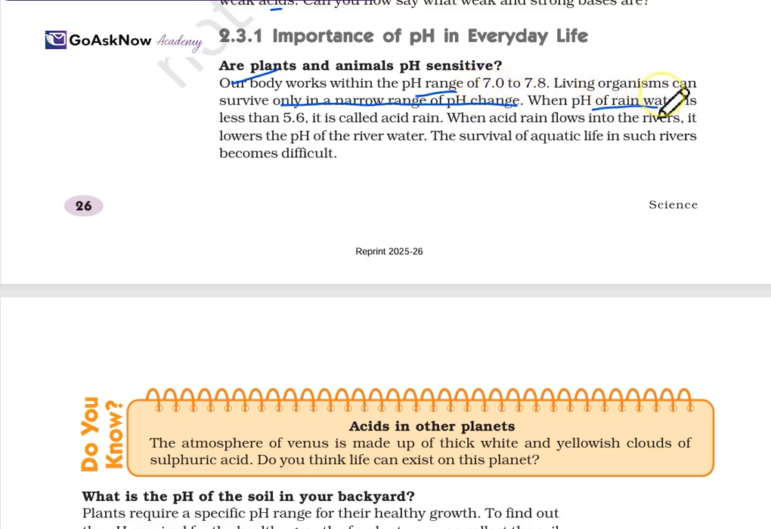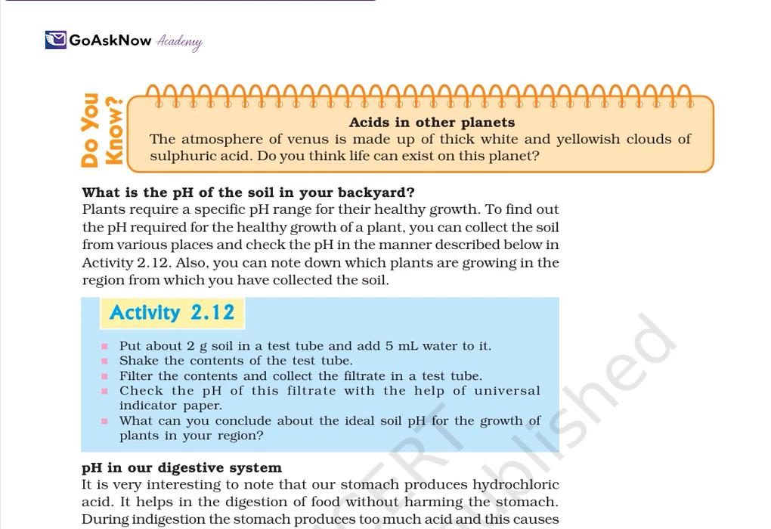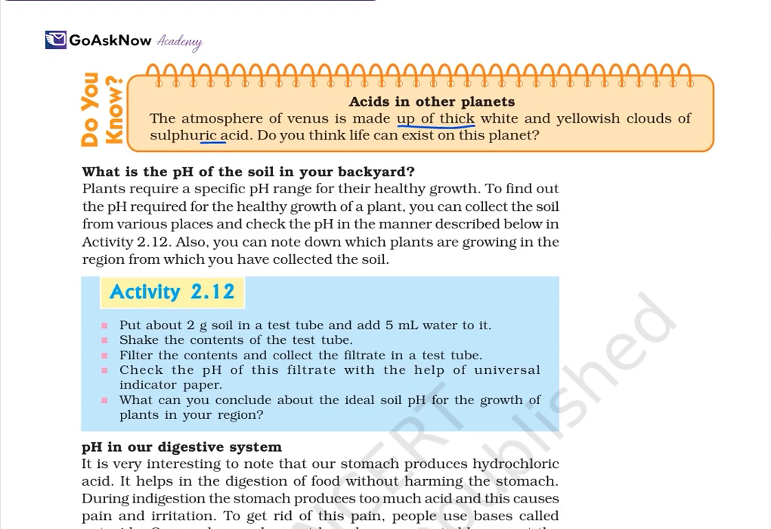When the pH of the rainwater is less than 5.6, it is called acid rain. And when the acid rain flows into the rivers, it lowers the pH of the river water. The survival of aquatic life in such a river becomes difficult. Also, acid on other planets. The atmosphere of Venus is made up of thick white-yellowish clouds of sulfuric acid. So, this is about acid rain.